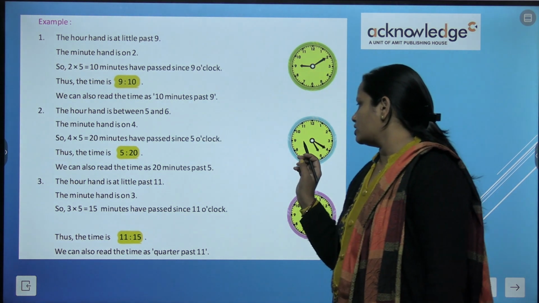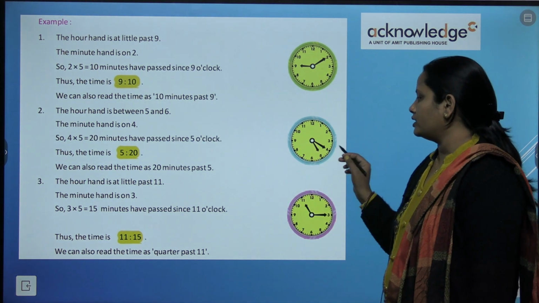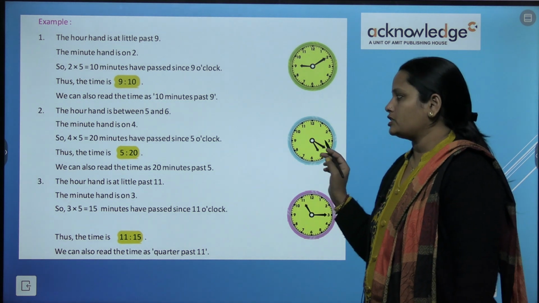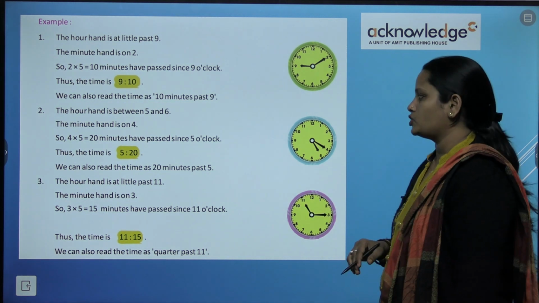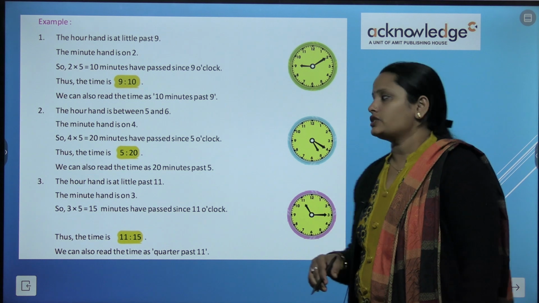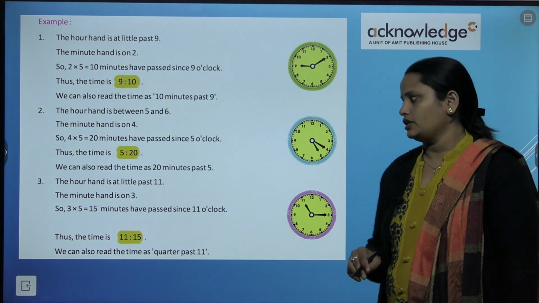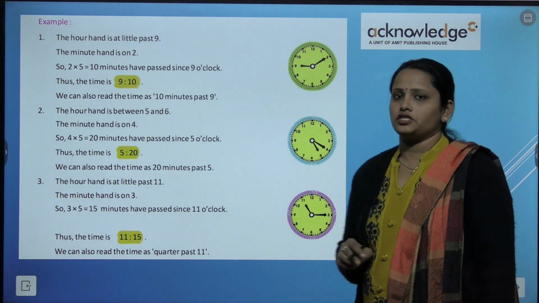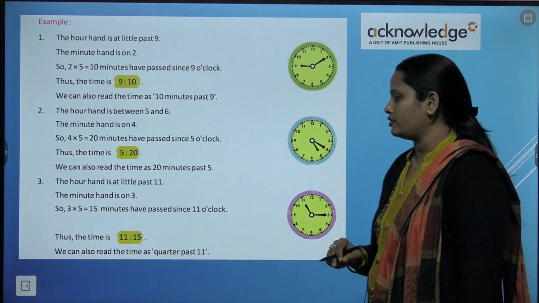Now the next clock you can see, smaller is at 5 and bigger is at 4. So हम इसे पढ़ सकते हैं 4 × 5 which is 20. So it is read as 5:20. इसे हम ऐसे भी पढ़ सकते हैं 20 minutes past 5.